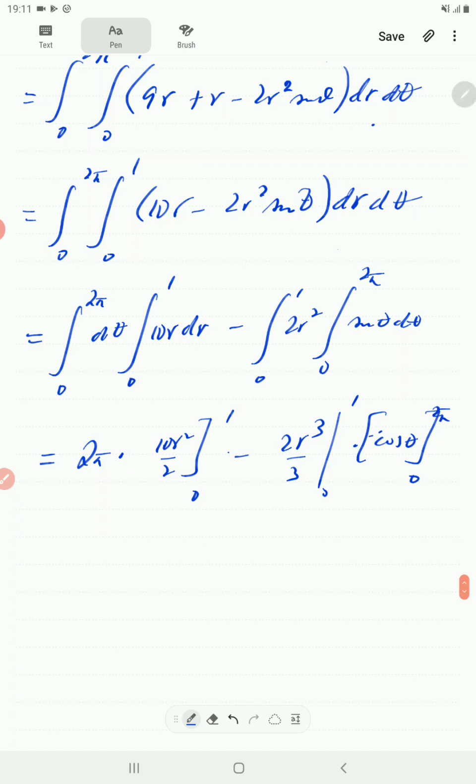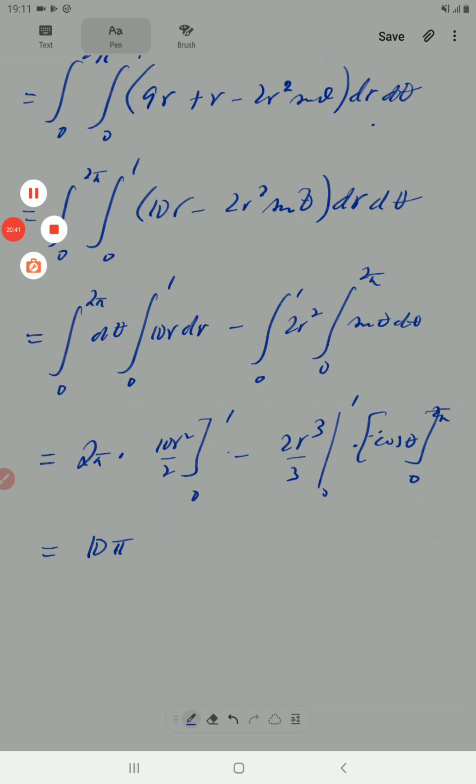And so we do the calculations. This is going to be 2 pi times 5, which is 10 pi. Cosine theta between 0 and 2 pi is going to give us 0, so the second term is going to contribute nothing. So that is the same as the integral which we did earlier.